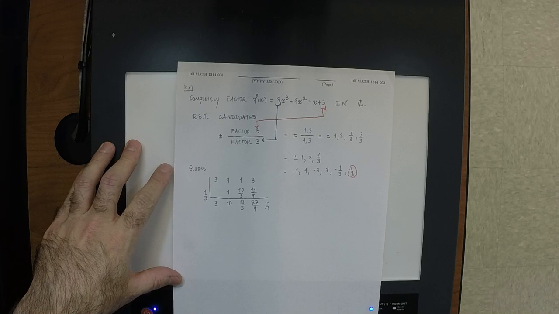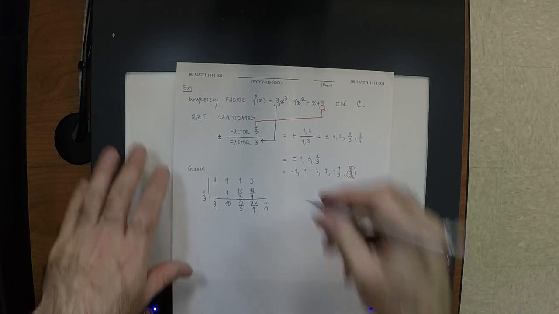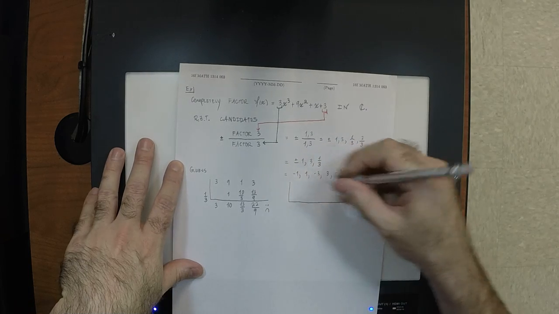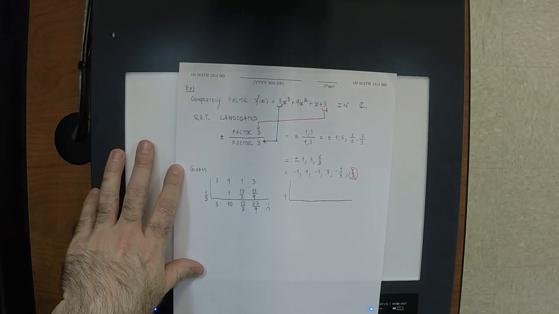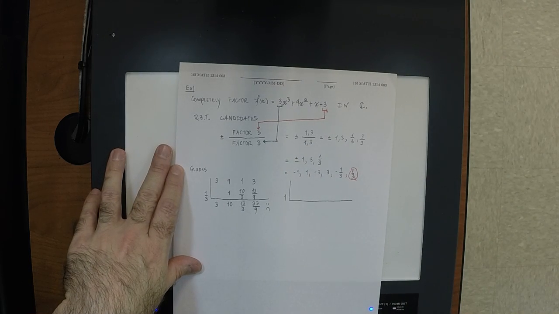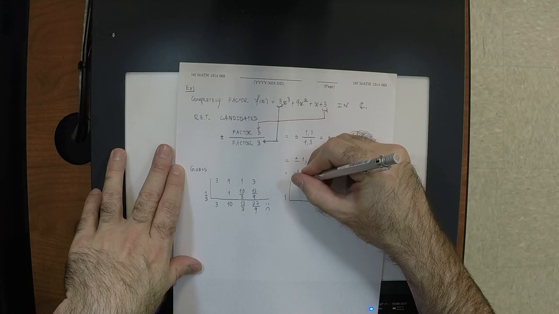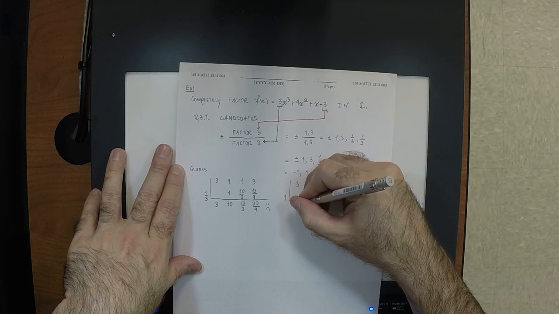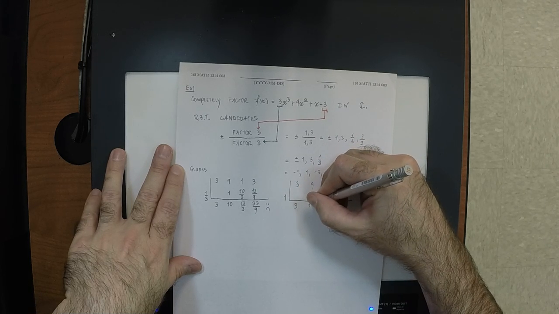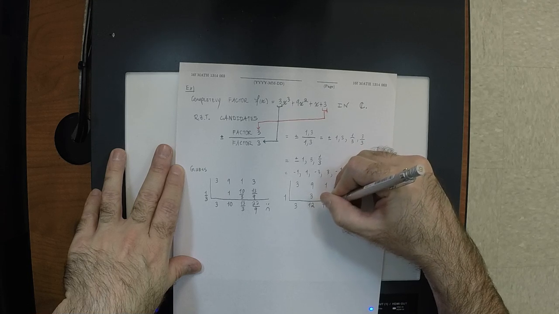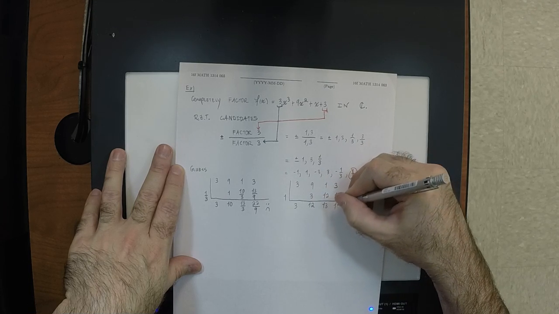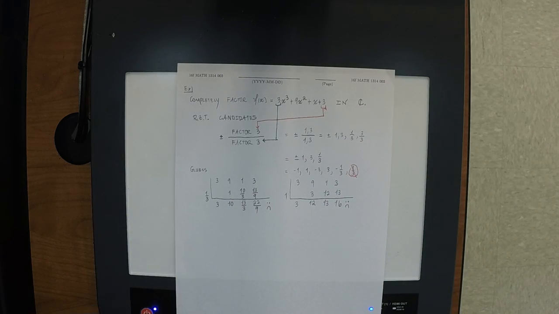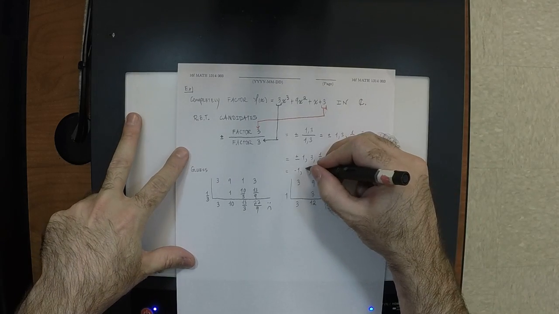What do you want to guess now? Negative 3? Well, just to prove a point, I'm going to try 1. It's usually a good idea to try 1 because the arithmetic is pretty easy. So 3, 9, 1, 3. I'm going to try 1. So carry, then multiply, add, multiply, add, multiply, add. Oh, so sad. So we eliminate another possibility.